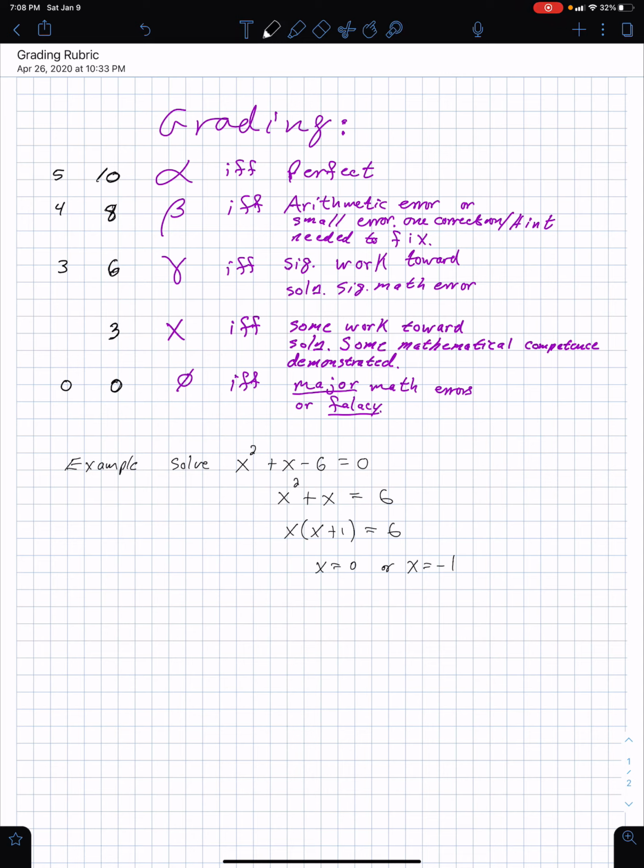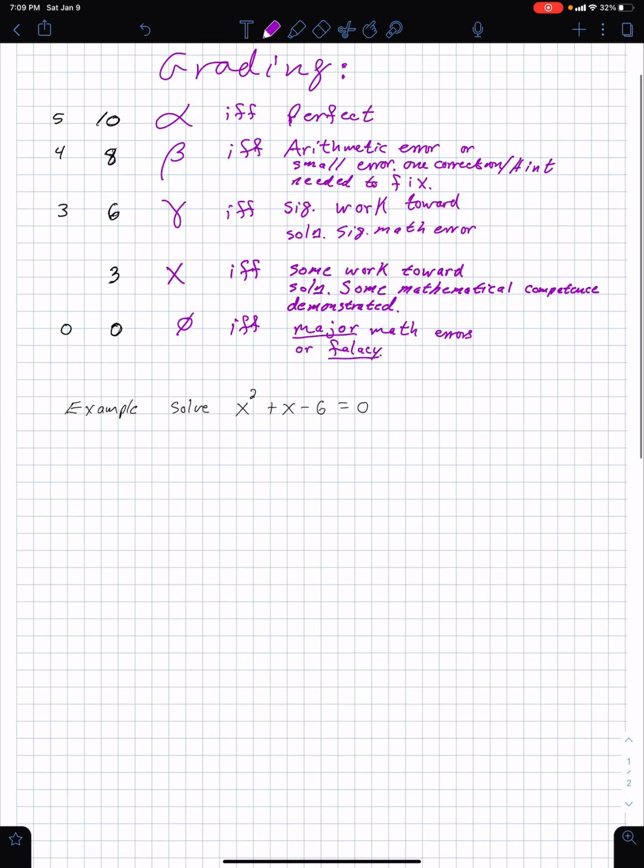So this would be, and I usually use purple for some reason, no points at all. There's nothing correct there that I can give. Okay, so it's a major math error, or fallacy. Okay, so pretend you didn't do that. Let's do something else. So let me show you another case.